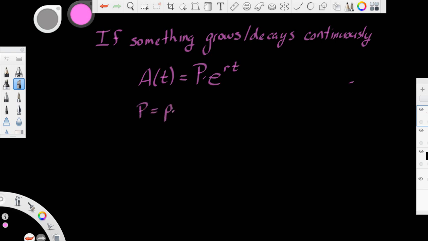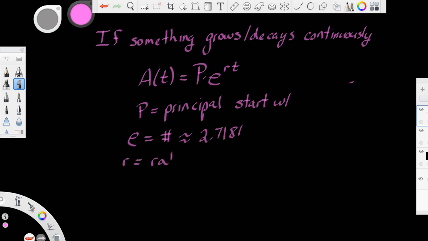P is the principal, or the amount that we start with. e is just the constant number, 2.7181. And r is the rate in decimal. And t is the amount of time we're looking at. Usually this is in years, but it can be in months or days or whatever the problem talks about.